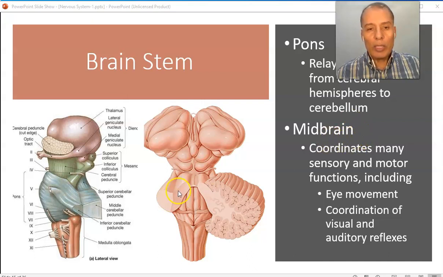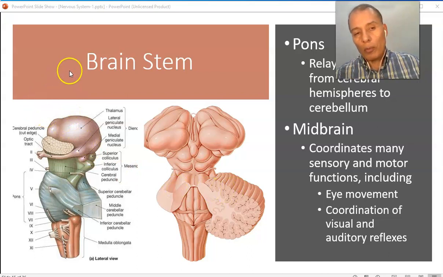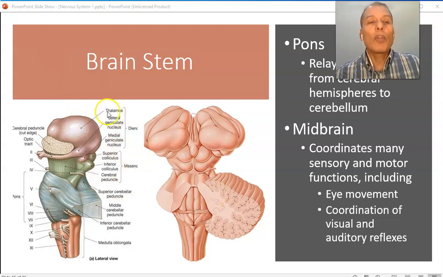So the midbrain, the pons, by virtue of being part of or connecting with the cerebellum, conveys information about the activity of the cerebellum in terms of motor coordination, in terms of bringing information up from the upper motor areas and motor planning areas of the brain, of the frontal lobe, down to the cerebellum.